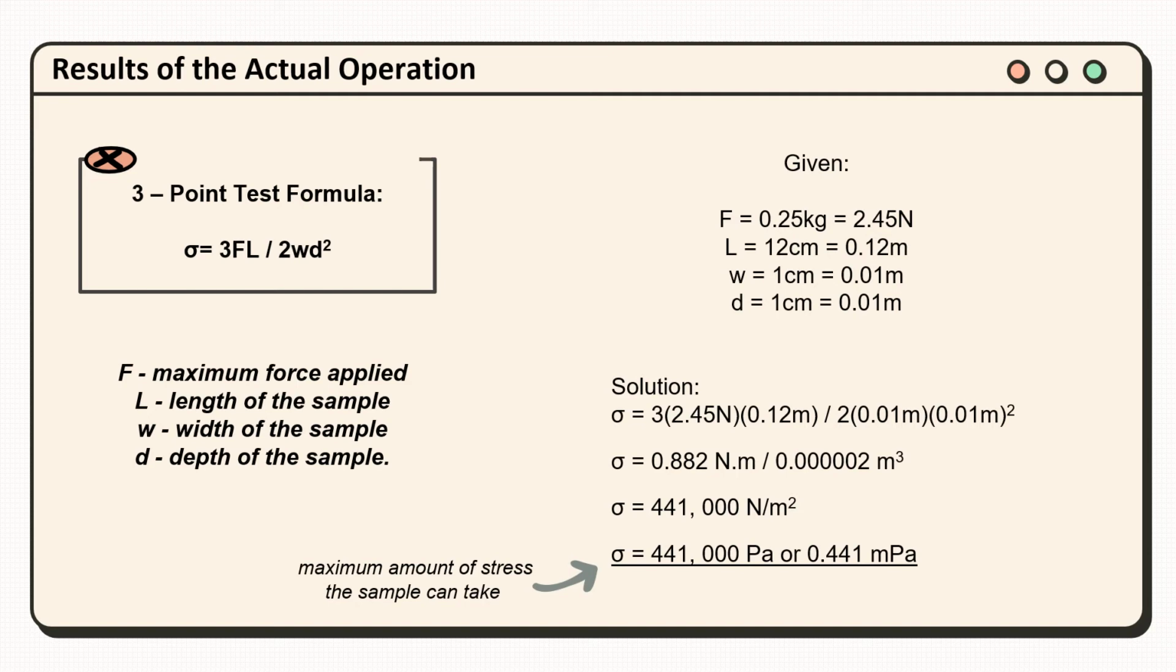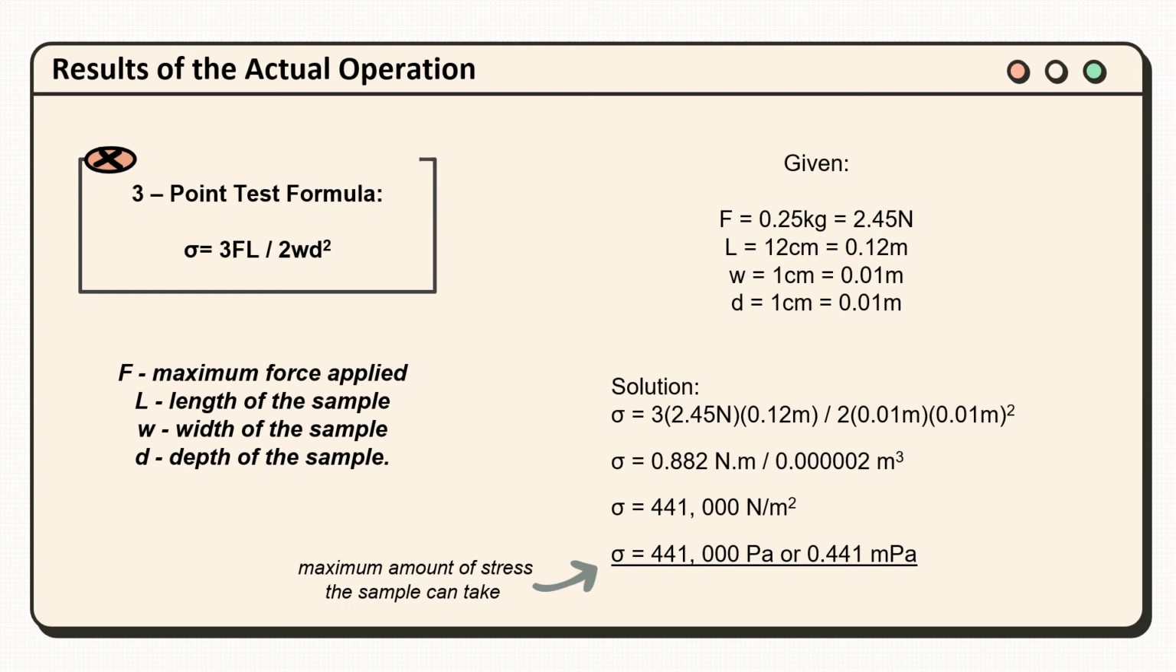For a 3-point test, the flexural strength, given the symbol sigma, can be calculated using the equation shown. This might look scary at first, but once you know what each symbol means, it's quite a simple equation to use. F means the maximum force applied, L is the length of the sample, W is the width of the sample, and D is the depth of the sample. So to calculate the flexural strength, multiply the force by the length of the sample and then multiply this by 3. Then multiply the depth of the sample by itself, multiply the result by the width of the sample, and then multiply this by 2. Finally, divide the first result by the second.